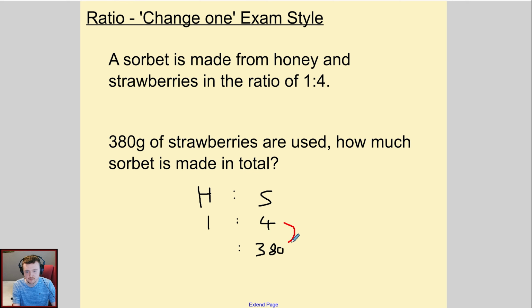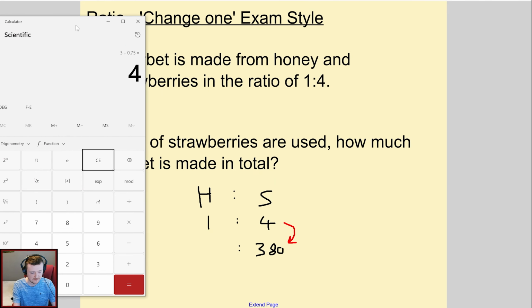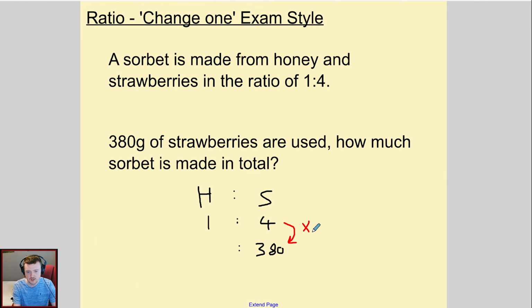I know I'm going to be multiplying by something because the number's gotten bigger. To check it, we can use our calculator for now. 380 divided by 4 is 95. So we've timesed this by 95. Okay, 4 times 95 is 380.